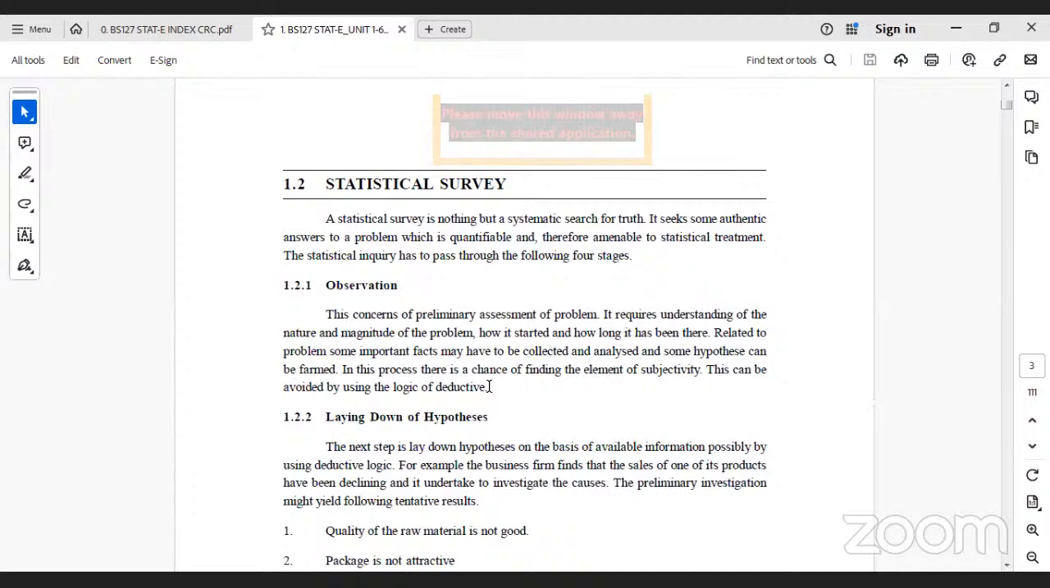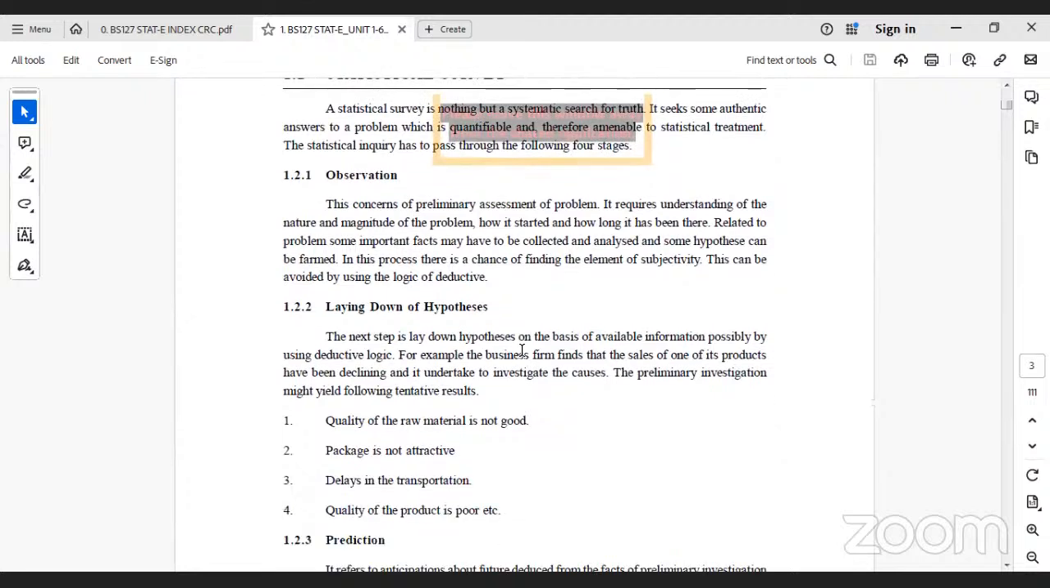Then some hypothesis can be formed. In this process, there is a chance of elementary subjectivity, which can be avoided by using the logic of attitude. The next step is laying down the hypothesis, using the available information and logic. For example, a business firm finds that the sales of its products have been declining and undertakes to investigate the causes. The preliminary investigation might yield the following tentative results.